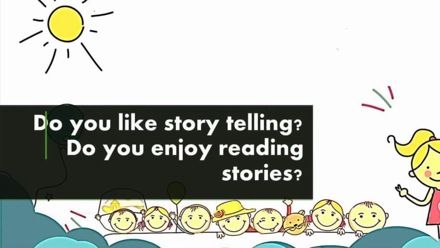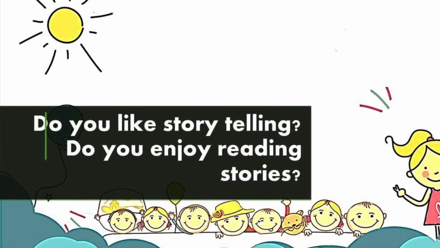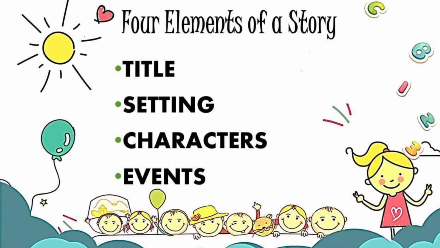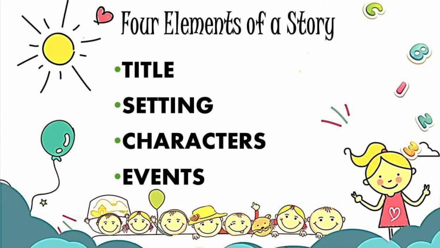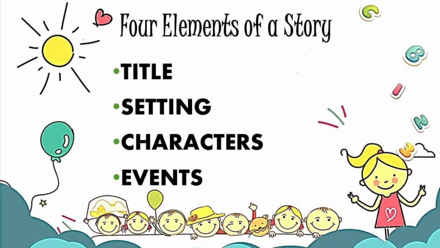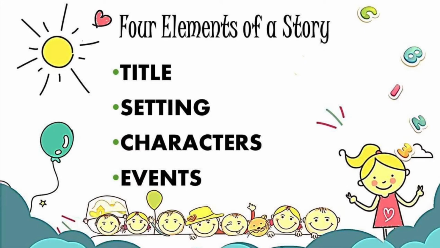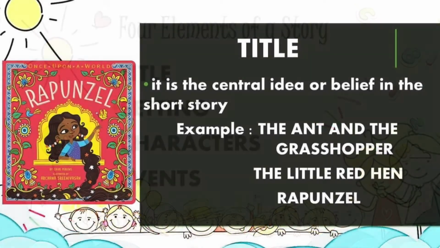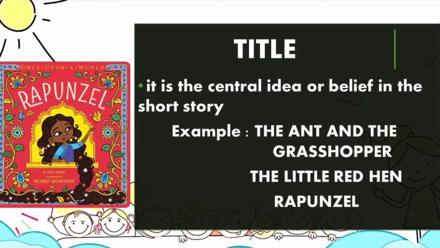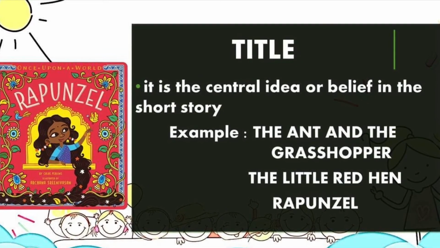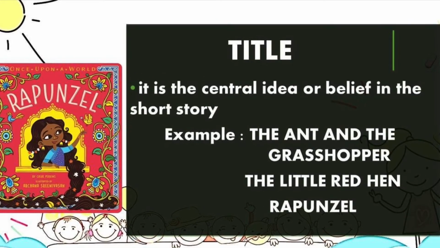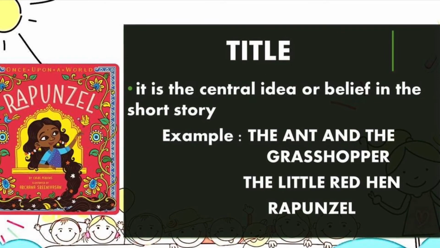Do you like storytelling? Or do you enjoy reading stories? If you do, you would have noticed that there are 4 elements of a short story. These are title, setting, characters, and events. Title. It is the central idea or belief in a short story. Example: The Ant and the Grasshopper, The Little Red Hen, Rapunzel.